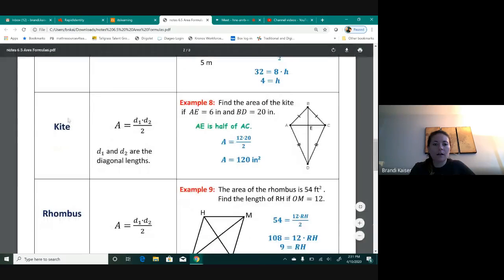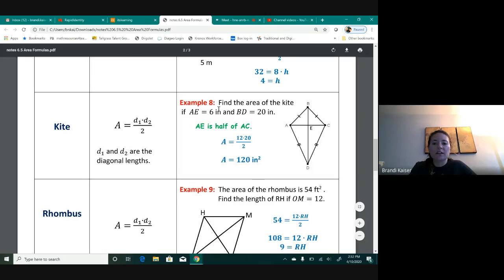Okay, our next shape that we're going to talk about is a kite. So for the formula for area of a kite, you're going to see this D1 and this D2. D1 and D2 are the diagonal lengths. So you actually don't use any measurements from the outside of a kite. You have to use its diagonals. So the formula is we take one diagonal times the other diagonal, and then we divide by 2.